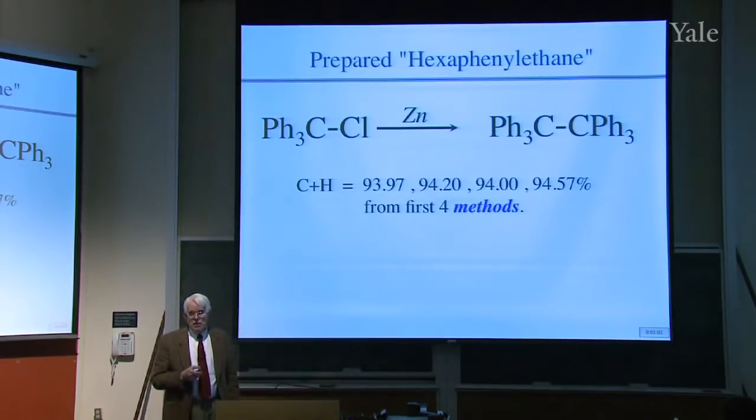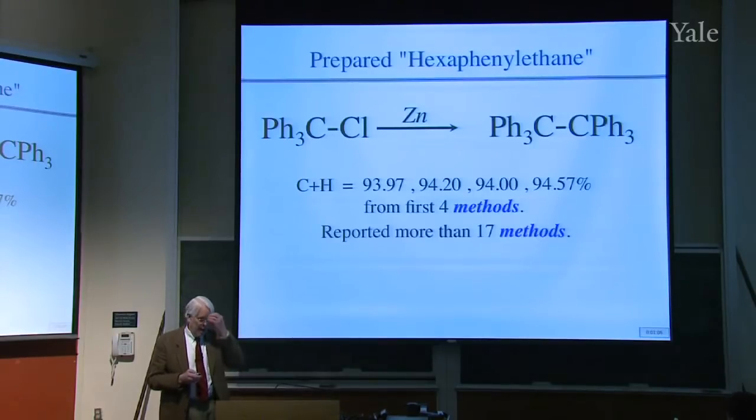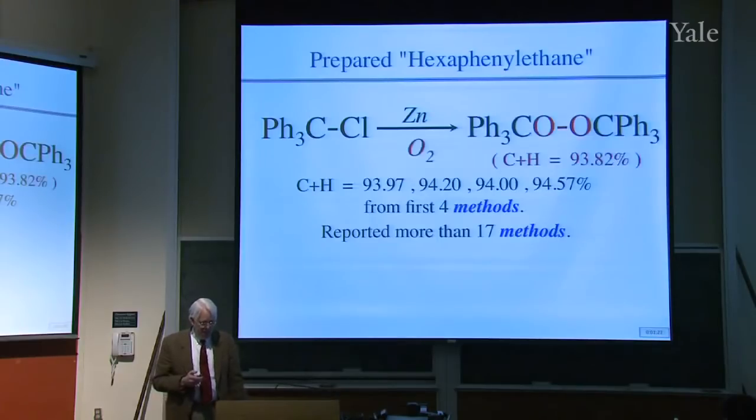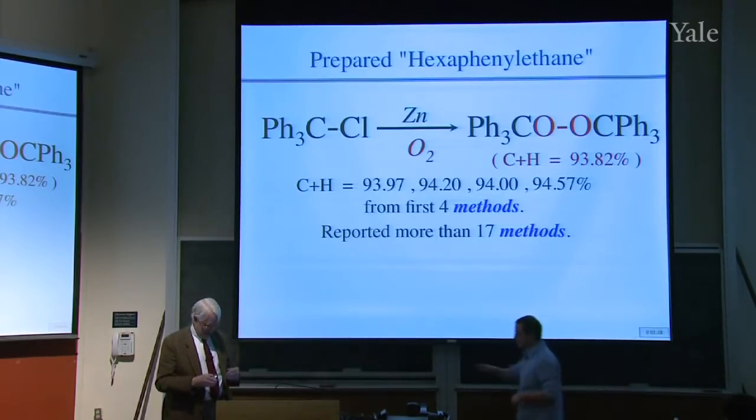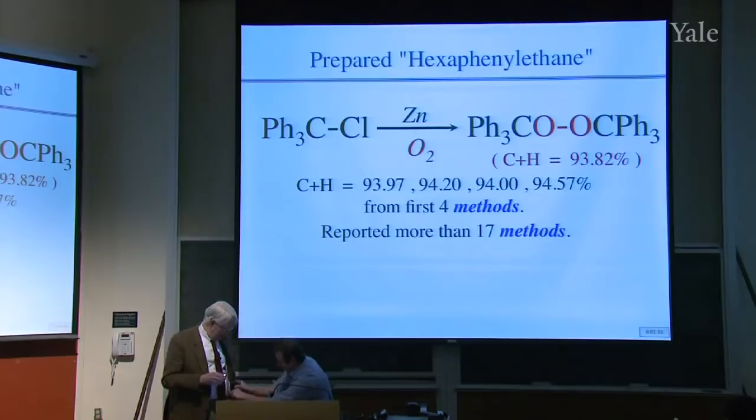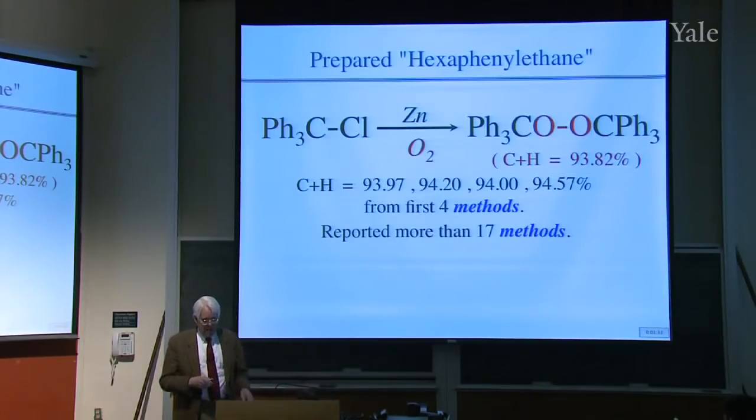And he was confident of his ability as an analytical chemist. Remember all that time he spent in lab. Ultimately, he used more than 17 different methods to analyze it, and none of them would give 100%. So he concluded that there's something else there besides carbon and hydrogen. And that something else is oxygen. Because if you had 2 oxygens between the triphenylmethyl groups, then the sum of C and H is 90.